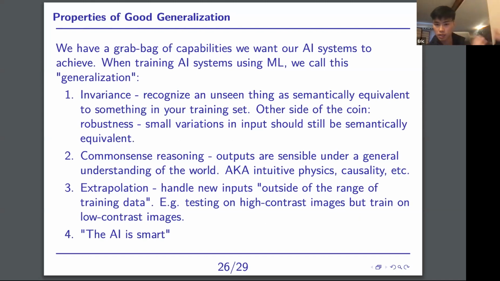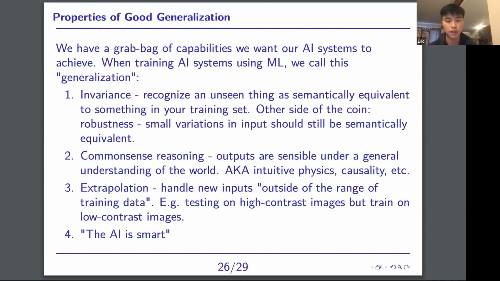So you can think about continuous signals of image space, or very high dimensional signals that vary a lot, projecting to the same discrete concept that is a cat. And the other side of this coin is robustness, right? So small variation in the input, let's say I've sprinkled a little bit of noise, it should still be semantically equivalent to a cat, the same discrete concept.